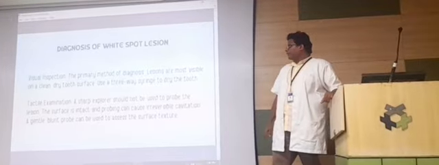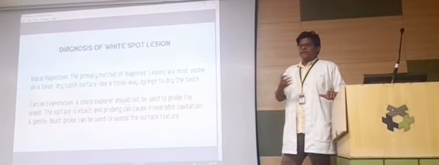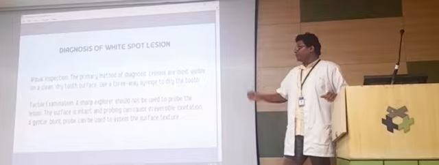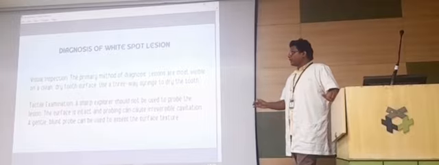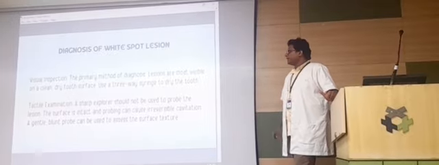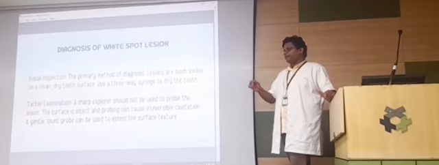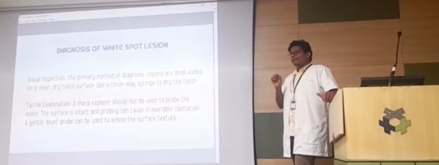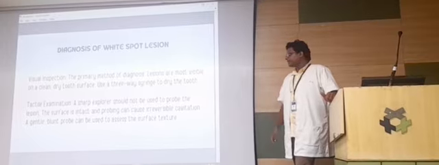Coming to the diagnosis of the white spot lesion, there are various methods of diagnosis. First is visual inspection. The primary and most accurate method of diagnosis is visual inspection. The lesions are most visible on a clean, dry tooth surface, but if the tooth is made wet, the whitish layer or the opaque layer disappears.